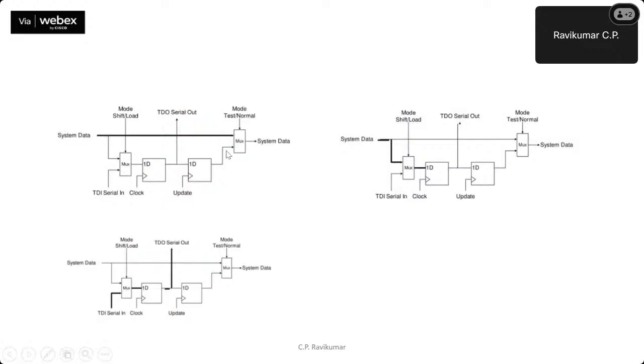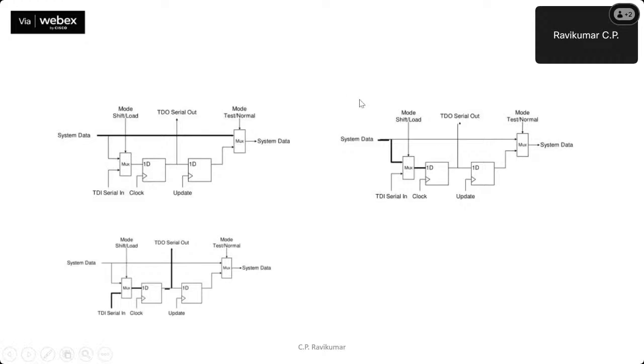So in the normal mode, this multiplexer will allow the core logic to send its output directly, or the input to send its data directly to the core. So we can have a core on this side or on this side. If the core is here, then this is an input pin. If the core is here, this is an output pin, right? Here is the normal mode.